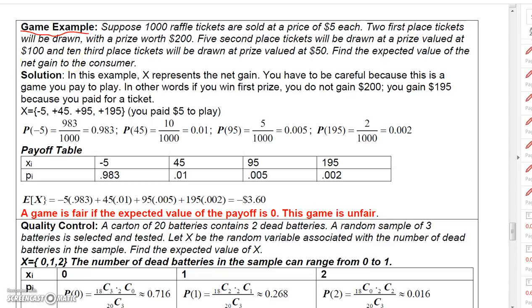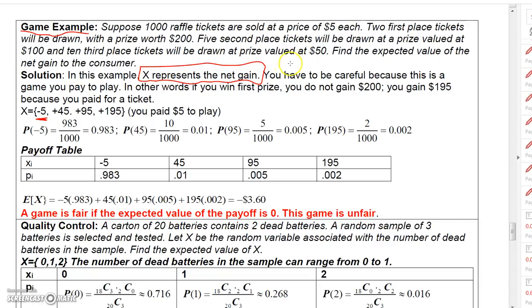So now, in this example, X is going to represent the net gain. Now, in these types of game problems, you have to be careful and determine if this is a game where you have to pay first to play or you don't pay first to play. Well, in this game, you actually have to pay first because you have to buy a ticket. So, in other words, if you lose, if you don't win anything, then you don't break even.